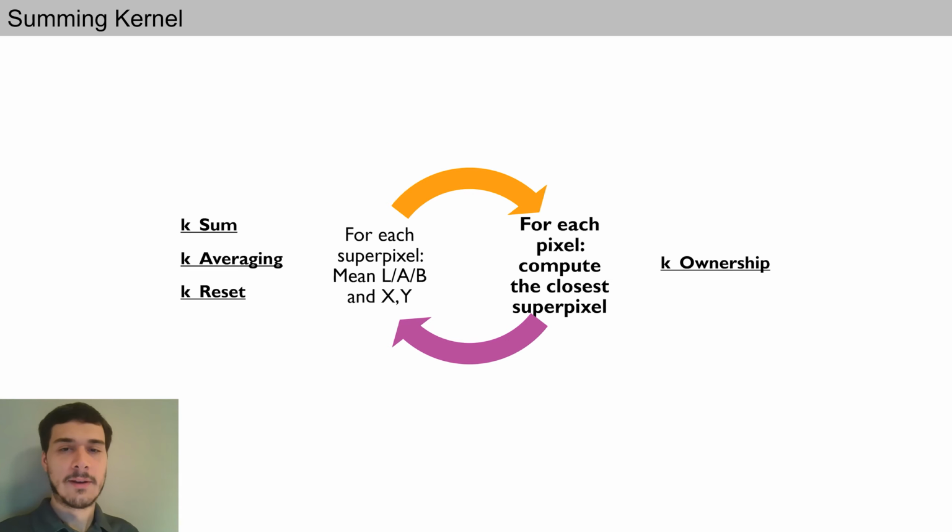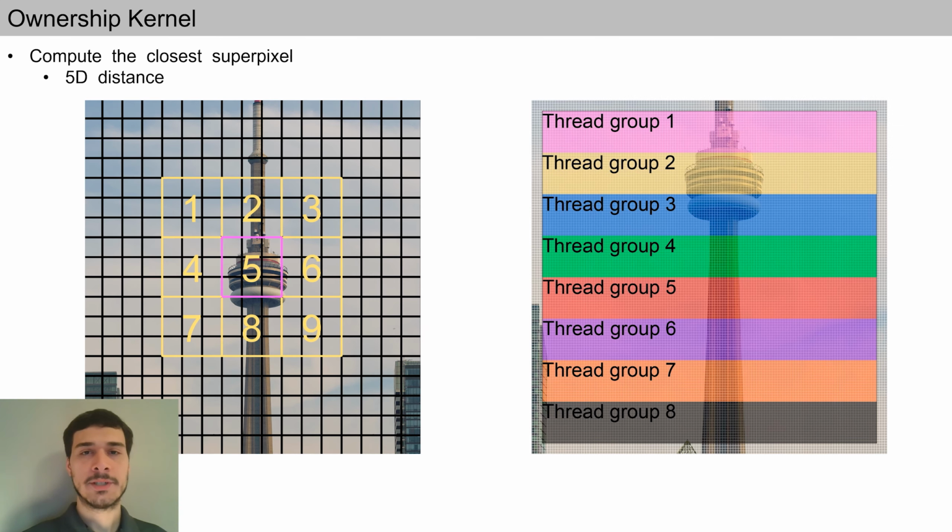Thank you, Eugene. So now let's talk about the ownership kernel and how it was optimized. The ownership kernel is where pixels are assigned to superpixels. This assignment is done based on a proximity criteria, and in this case, this criteria is the 5-dimensional Euclidean distance. The 5 dimensions are the 3 color channels per pixel, and also their XY position in the pixel grid. We also started the implementation of this kernel with a very naive approach, where each pixel was treated independently.